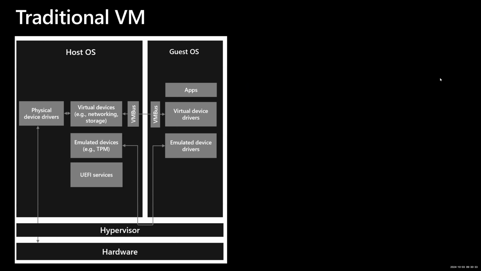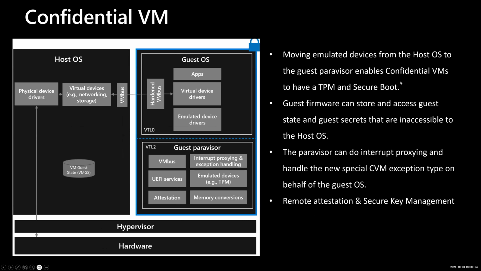Before I talk about OpenHCL, I'll talk about our first implementation of a paravisor at Microsoft. What this diagram shows is that for traditional VMs, we would usually have emulated devices and UEFI services running in the host. But when we implement the paravisor, we moved those emulated devices from the host to the guest paravisor. This enabled confidential VMs to have a TPM device as well as secure boot. You can see it's these two things here.